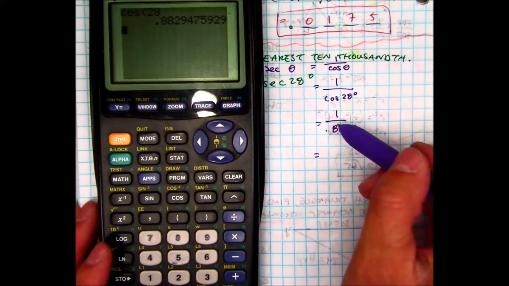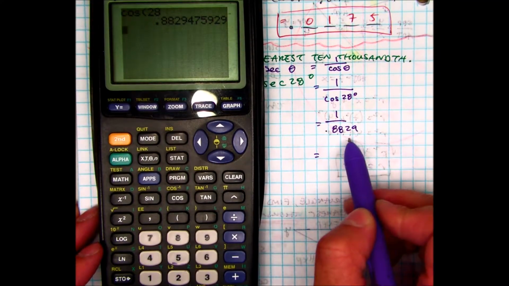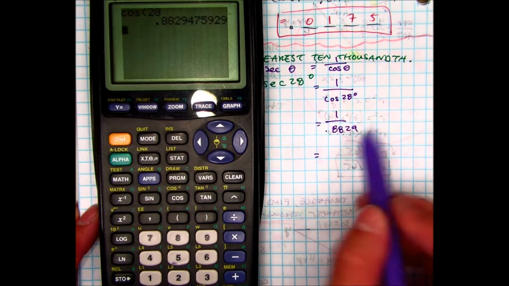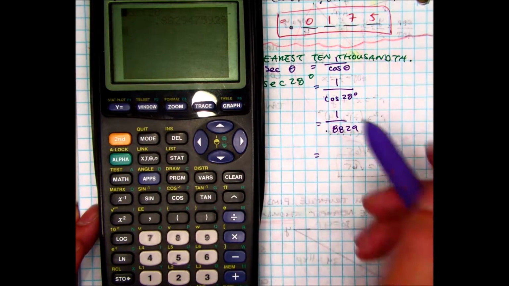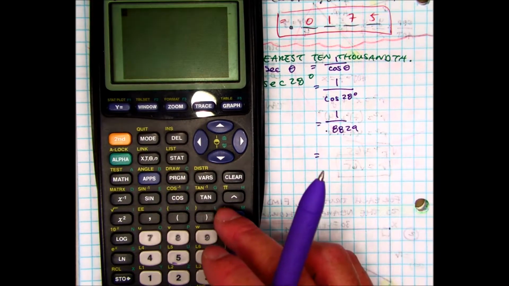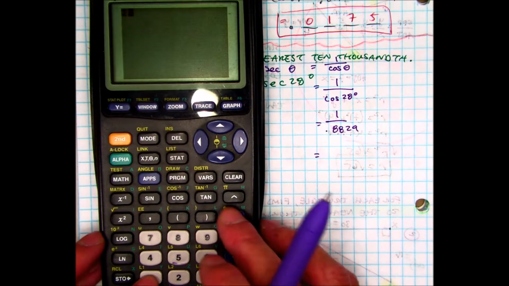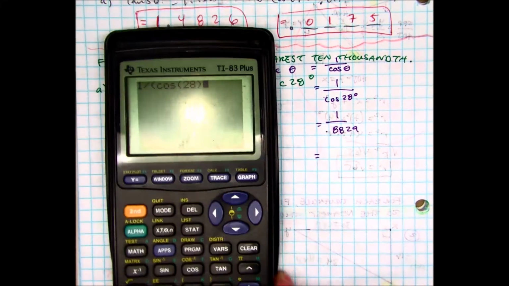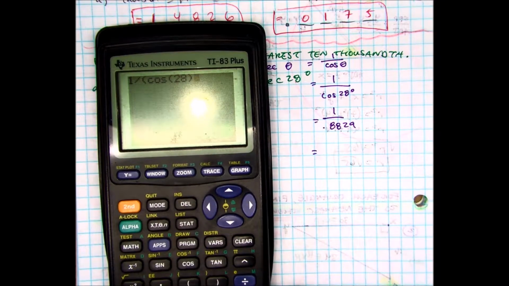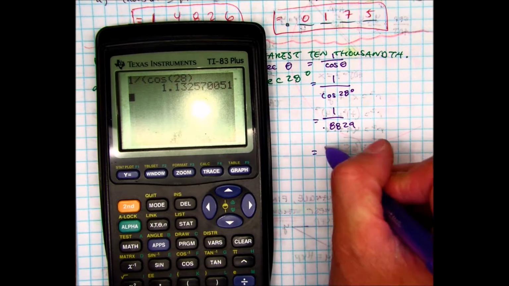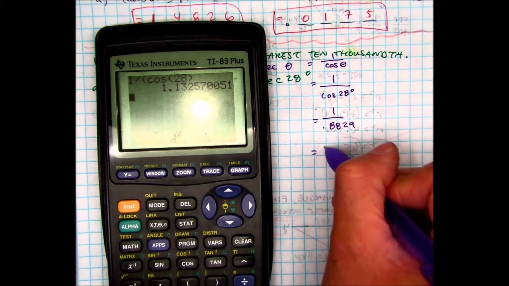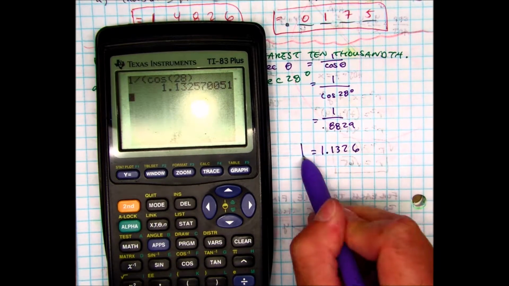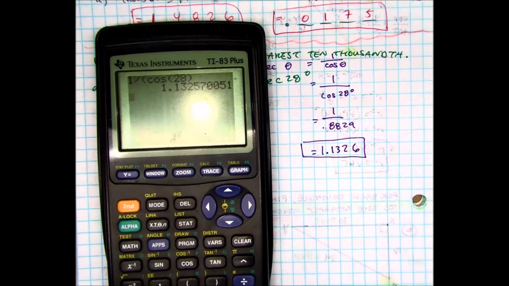Now, if I put into my calculator 1 over 0.8829, that's not good. The reason why is because you already rounded to the 10,000ths. Does that make sense? Yes. So it's best if you just use in your calculator 1 divided by cosine of 28, and then press enter. Now I'm going to round to the 10,000ths: 1.1326. Raise your hand if you got that.